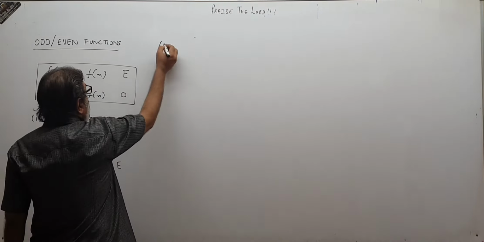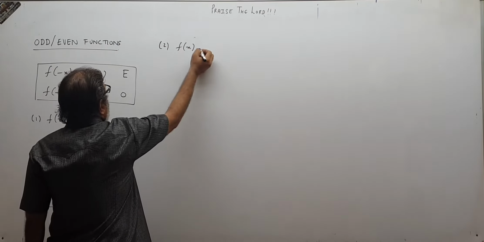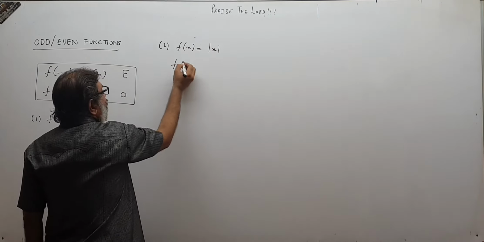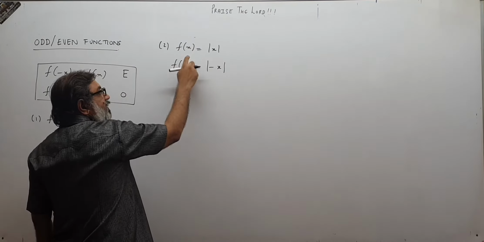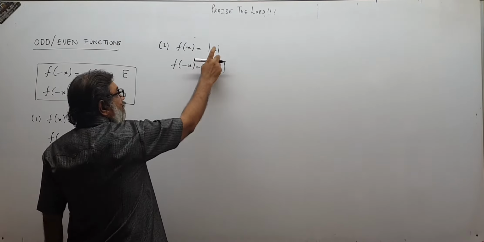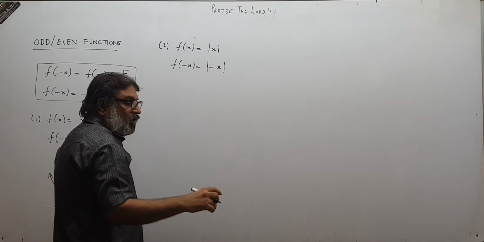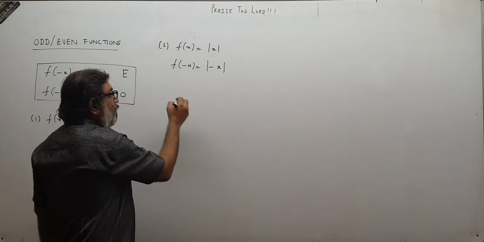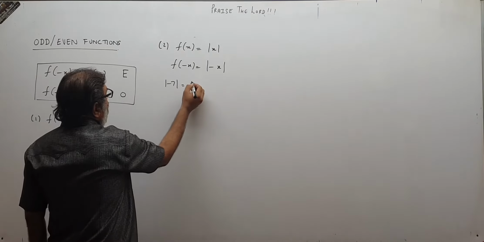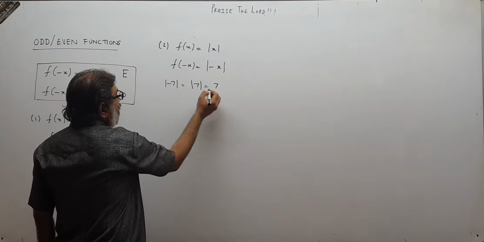Let us take one more. f(x) equal to mod x. So what will be f(-x)? That will be mod of -x. Instead of x there is -x. So here also instead of x there is -x inside the mod. Now you know mod of -x and mod of x, they are the same thing. Because mod of -7 will be as good as mod of 7, that will be 7.